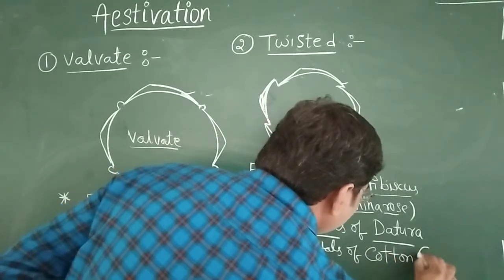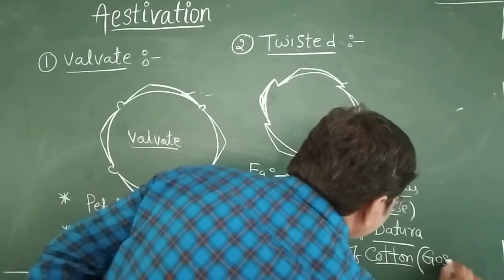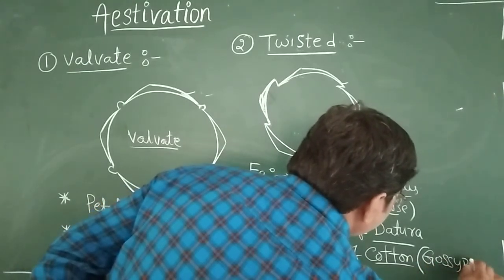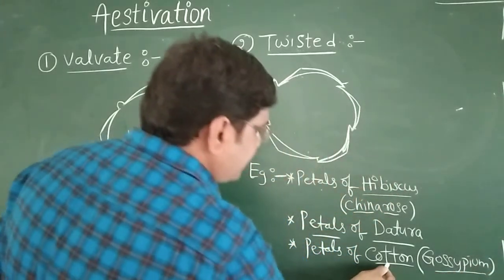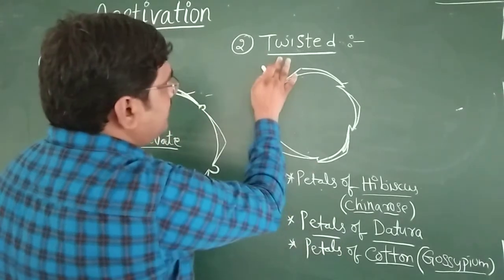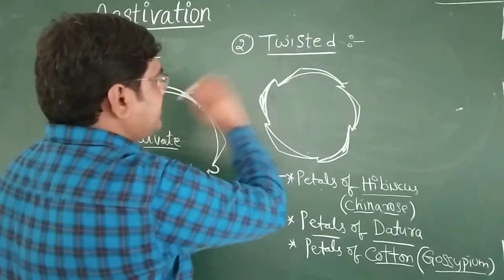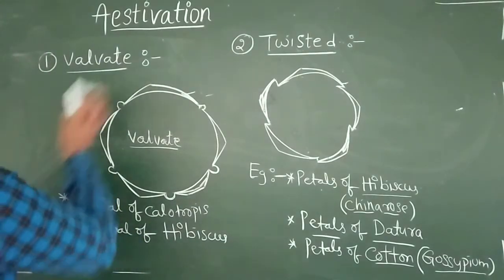Cotton flower. What is the scientific name of cotton? Gossypium. So Gossypium is the scientific name of cotton. So these three are examples for the twisted estivation. Next, third type of estivation.